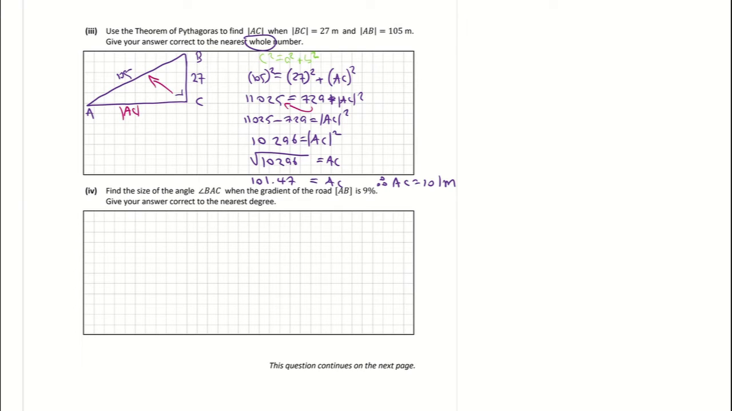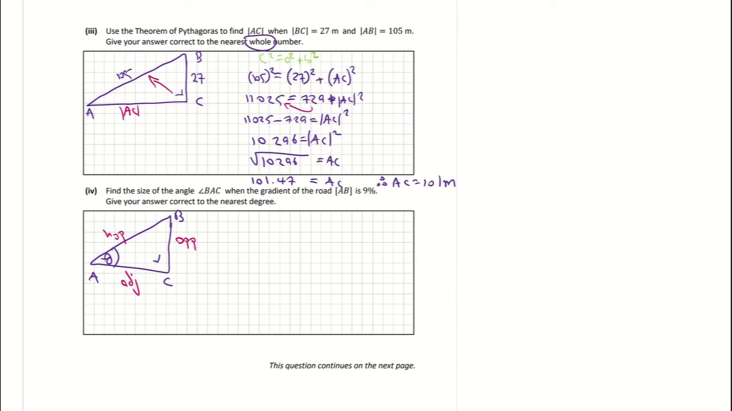Find the size of angle BAC when the gradient of the road is 9%. So let's come back down here now and just sketch this out very quickly. We have the A, C, and B, and they're looking for angle BAC, which is in here. Let's just call that theta. You can call it A if you want. So we would label our picture using our sine, cos, and tan. So this would be opposite, hypotenuse across from 90, and then the adjacent.